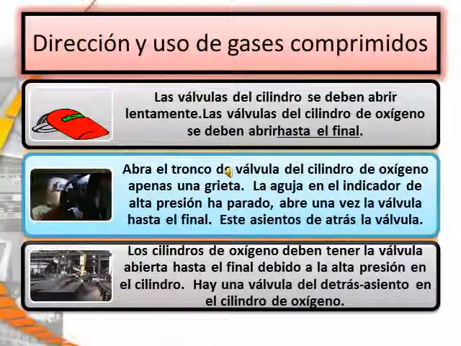Oxygen cylinders should be opened all the way. Open the oxygen cylinder valve just a crack first. Once the needle on the high pressure gauge has stopped, open the valve all the way. This back seats the valve. Oxygen cylinders must have the valve opened all the way because there's high pressure inside the cylinder. There is a back seating valve on the oxygen cylinder.